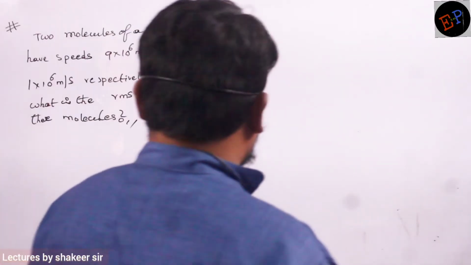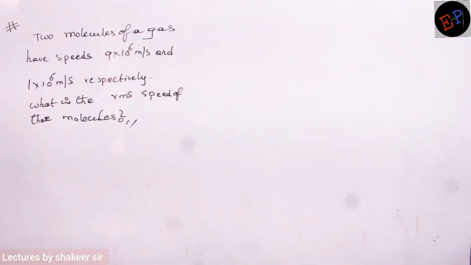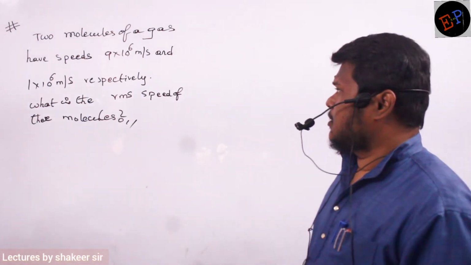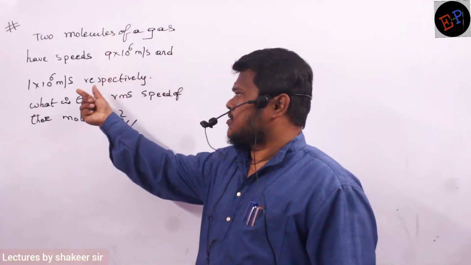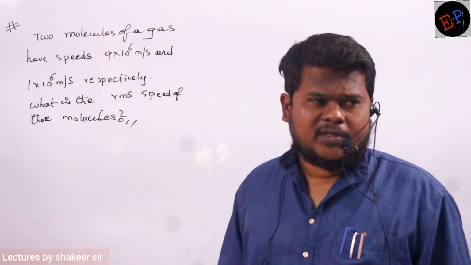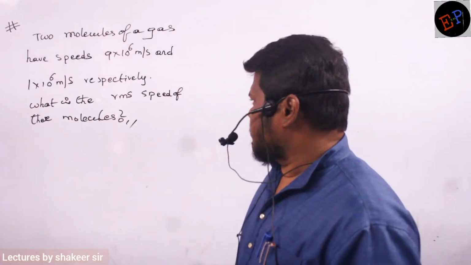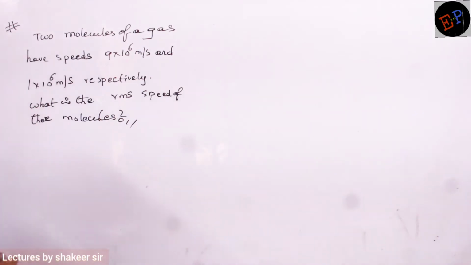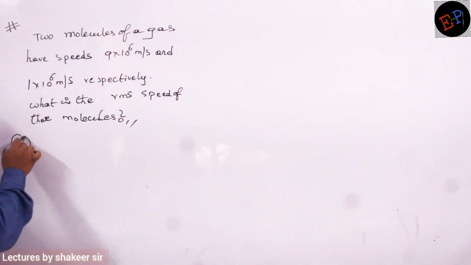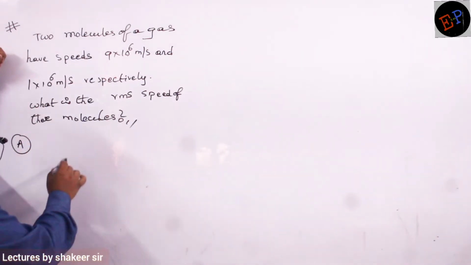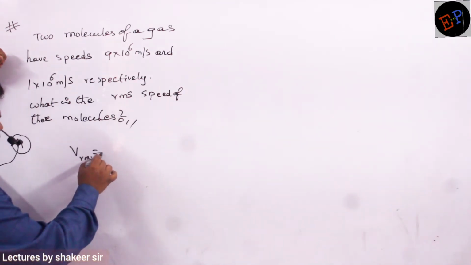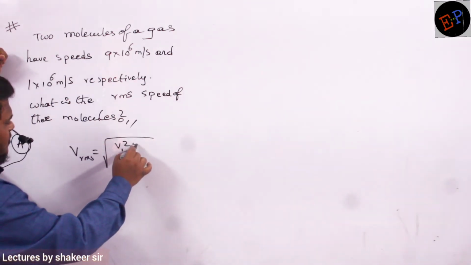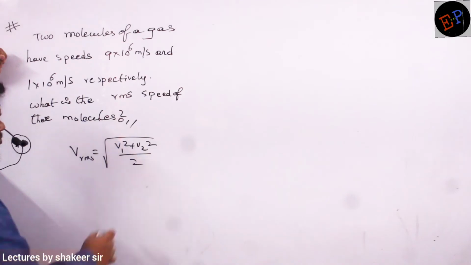So this is the given question. Two molecules of a gas have different speeds. They have speeds of 9 into 10 power 6 and 1 into 10 power 6 meter per second. Then what is the RMS speed of these molecules? What is the method of calculating RMS speed if two different velocities are given? Vrms is equal to square root of V1 square plus V2 square divided by 2. That's it.